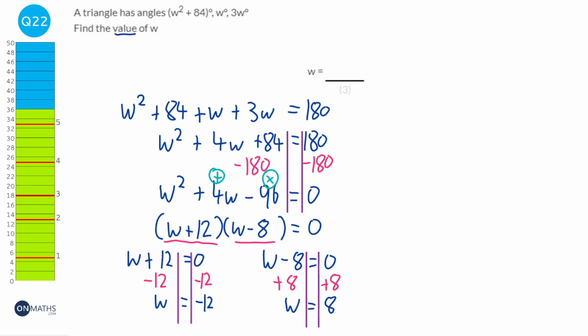Now we've got two answers here, but it says value of w. Well, we can't have a negative angle. So we know we're looking for w to be positive. So the answer must be 8.